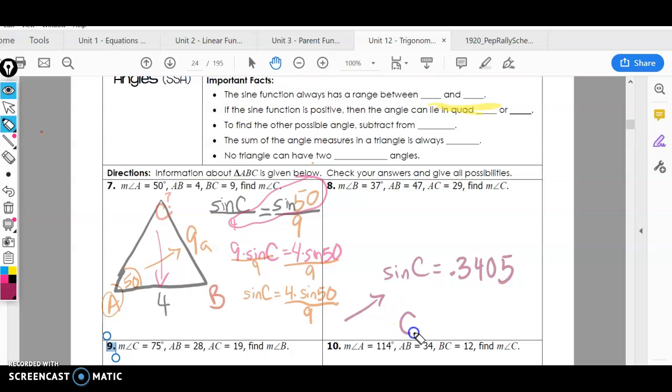Now to get angle C by itself, since we don't know the angle, you're going to type this into your calculator. You're going to type second sine, so it gives you the sine to the -1, and then you're going to type in 0.3405. Do that and see what angle you get. If you're in degree mode, you should have got 19.9. Yeah, degrees, and you are all done.